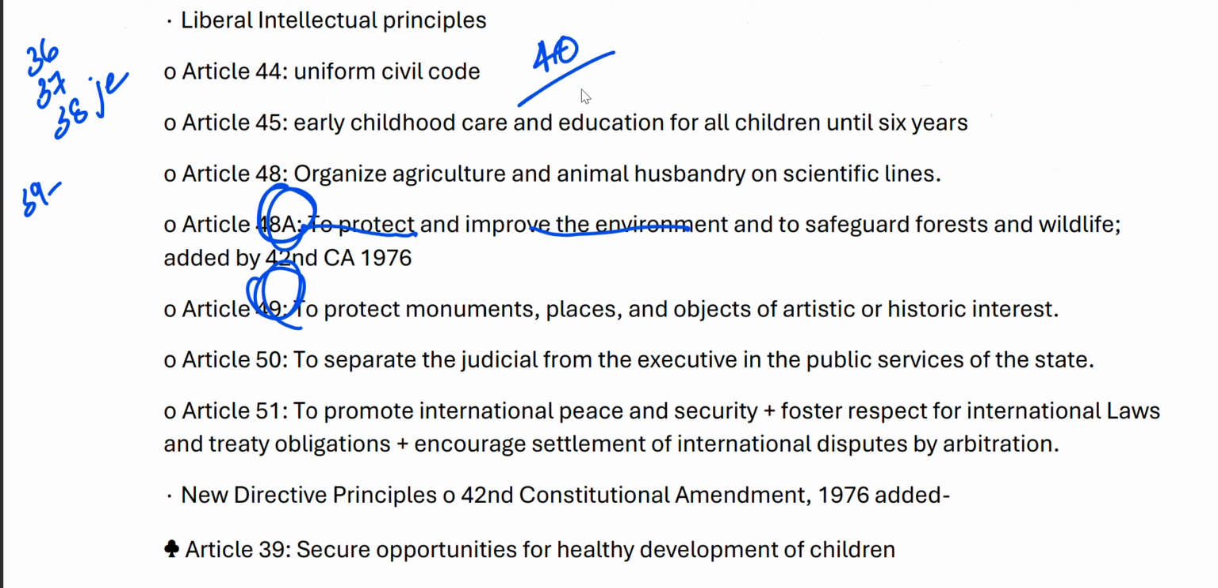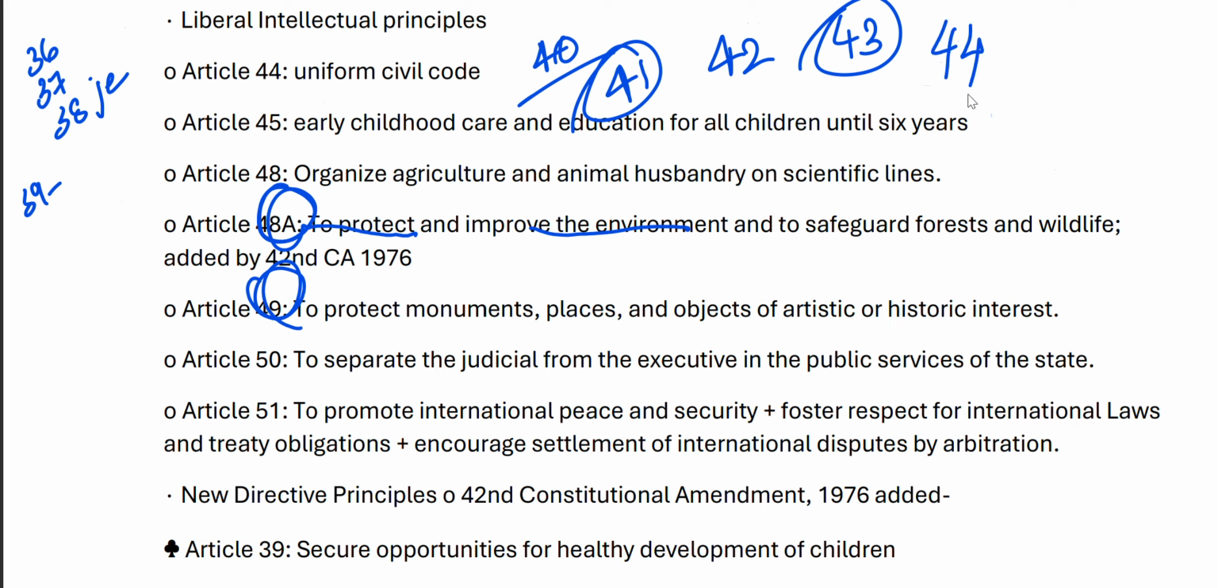Now we have Article 40, organization of the panchayats. We have 41, right to work. 42 is maternity. 43 is related to workers. 43A, participation of the workers in the management of the industries. 43 again is related to cottage industries. And we have 43B, cooperative societies.